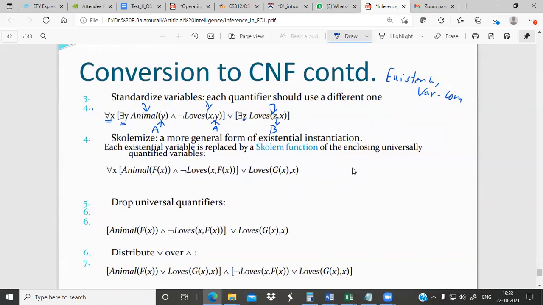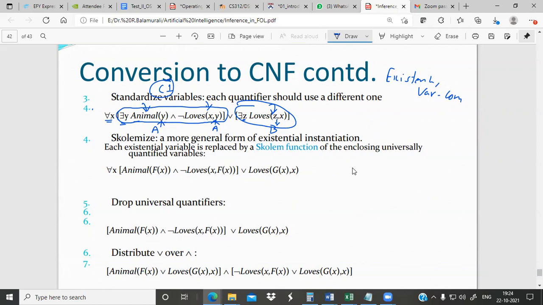Let us consider it in terms of x, so that the understanding is clear. Suppose there is an animal y, and x does not love y. This is case one we can consider: either there is an animal y and x does not love that animal, or otherwise there is some z who loves x. So that is the first statement.